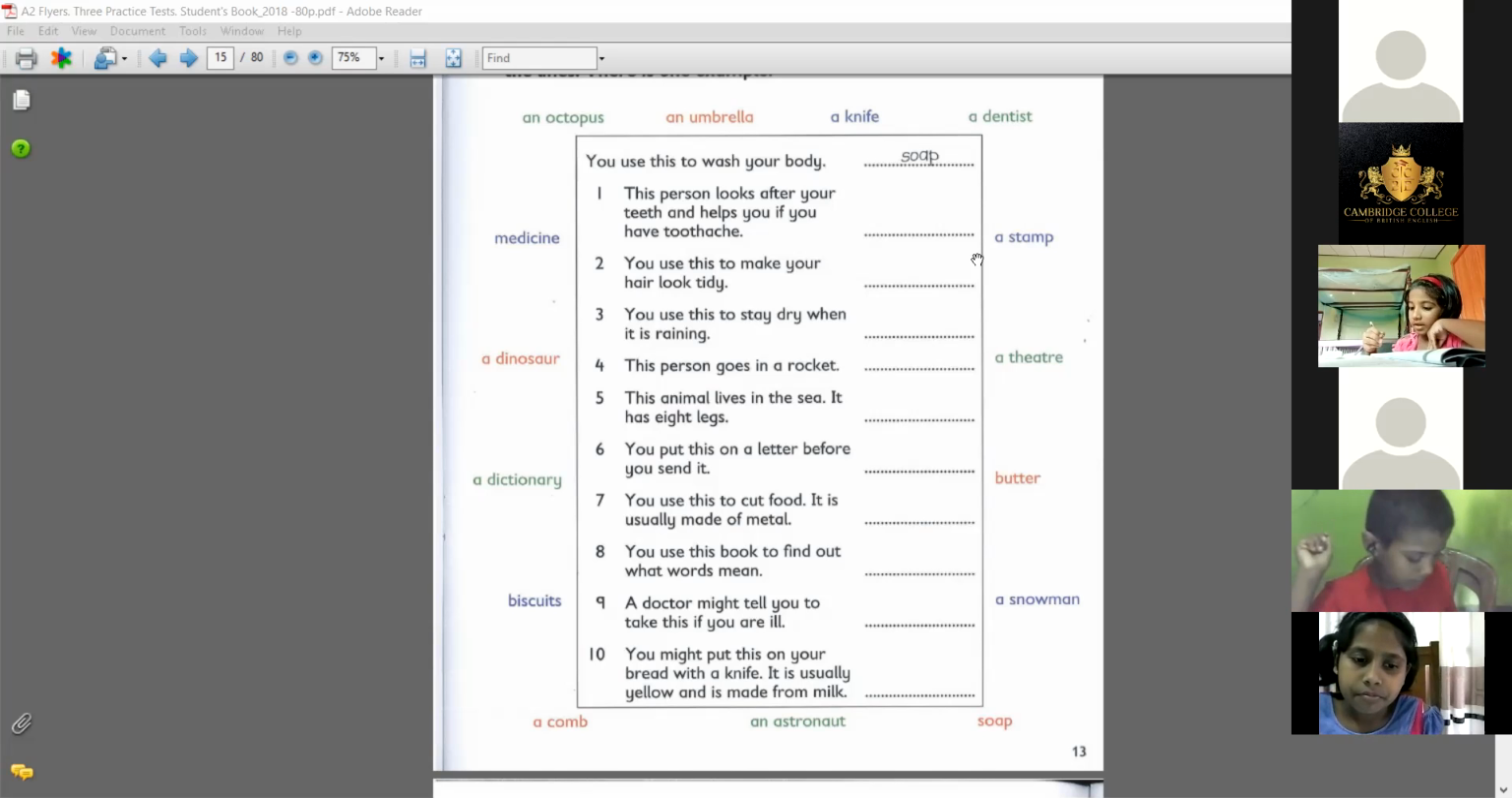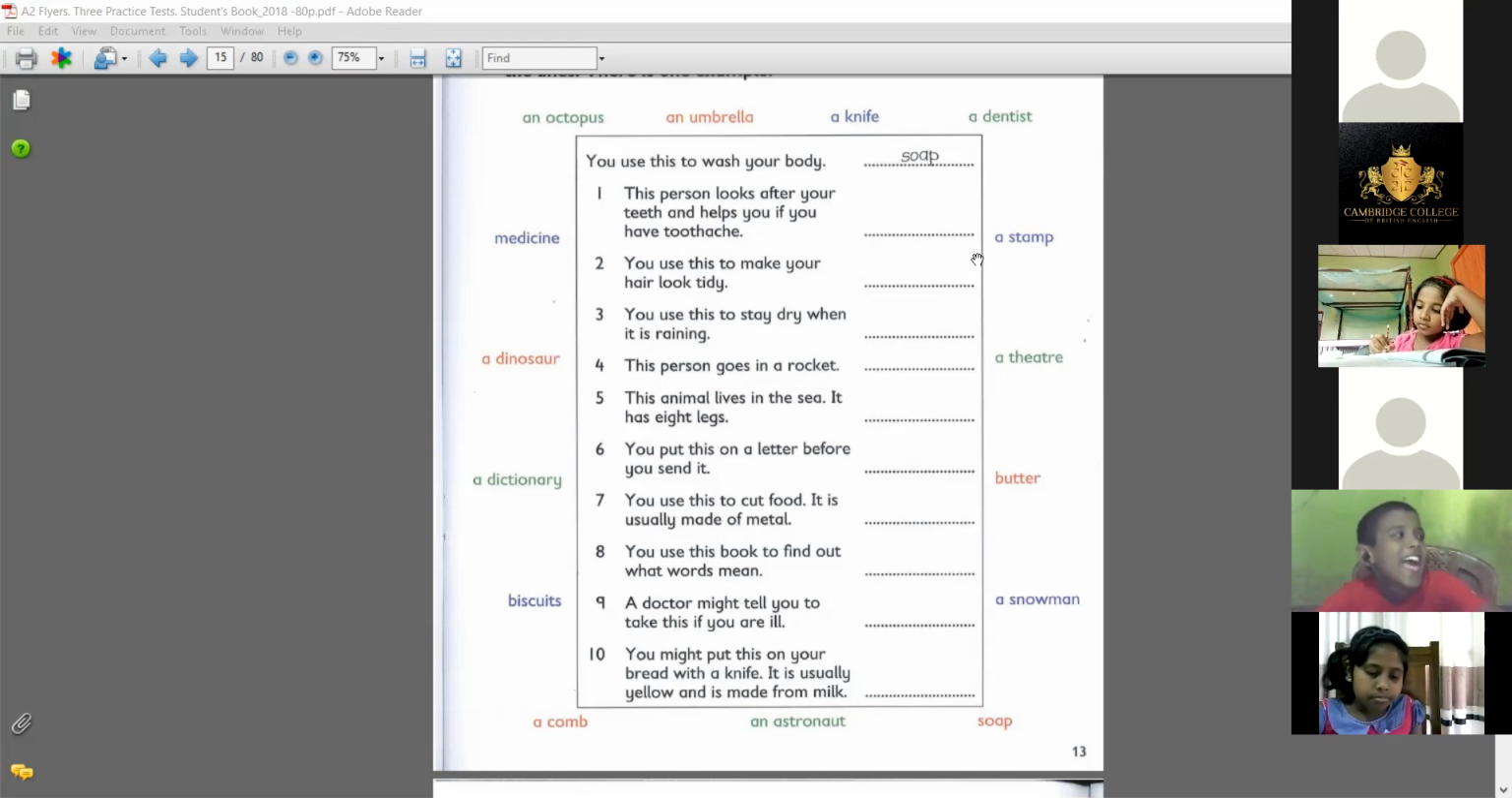The tenth one is you might put this on your bread with a knife. It is usually yellow and is made from milk, butter. Okay, read it at home. You have to read it. That means read at home. So next one, set me. Read the question and also the answer.